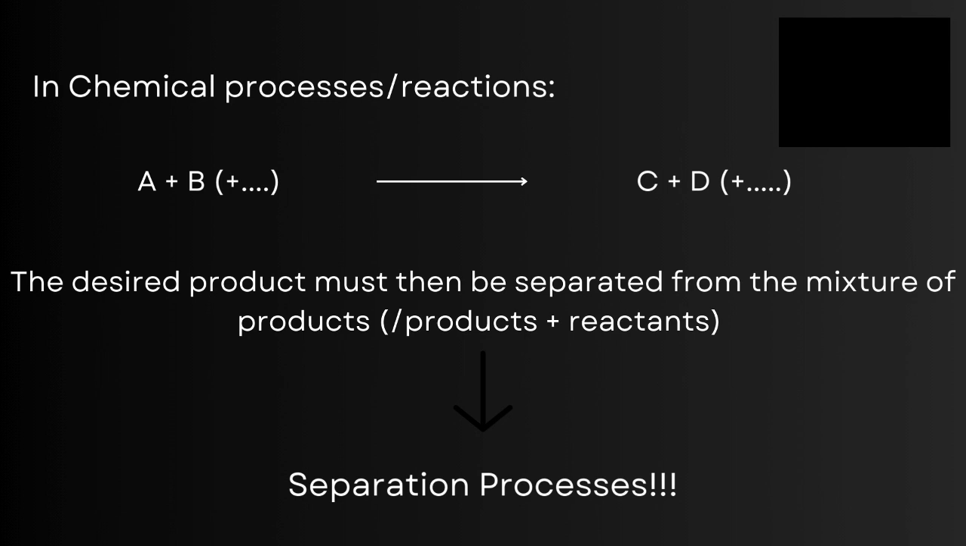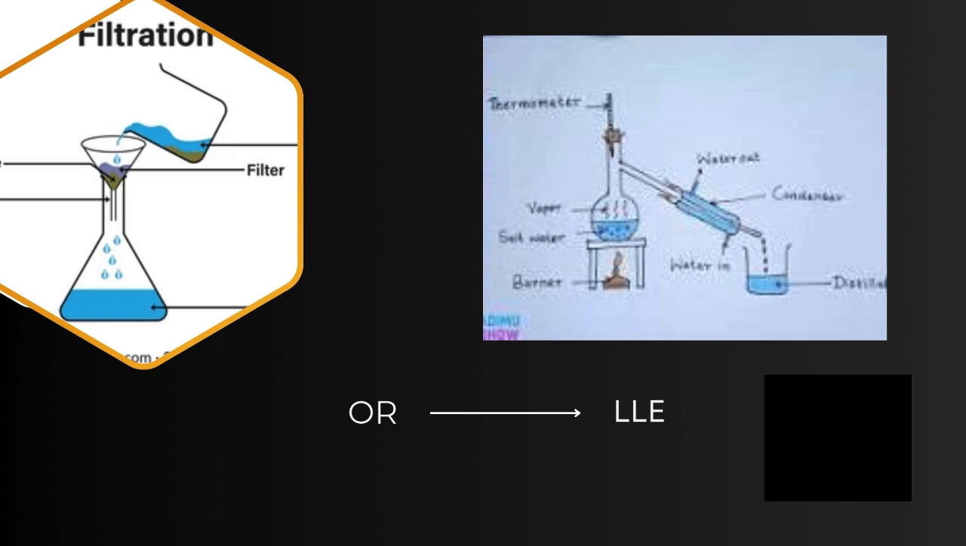then be separated from the mixture of products, or the mixture of products and reactants if the reactants are not completely used up, as is the case in most chemical reactions and processes. This field of separating chemical substances from one another is a major part of chemical engineering and chemical processes. Or you could use the separation technique we're discussing today if the two liquids have different solubilities in a third liquid. It's liquid-liquid extraction, or LLE.